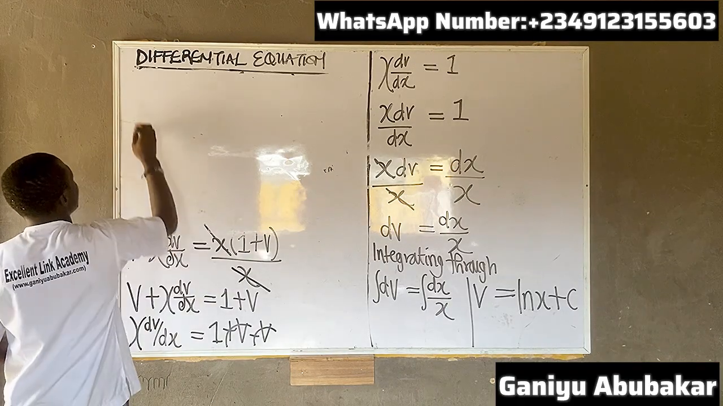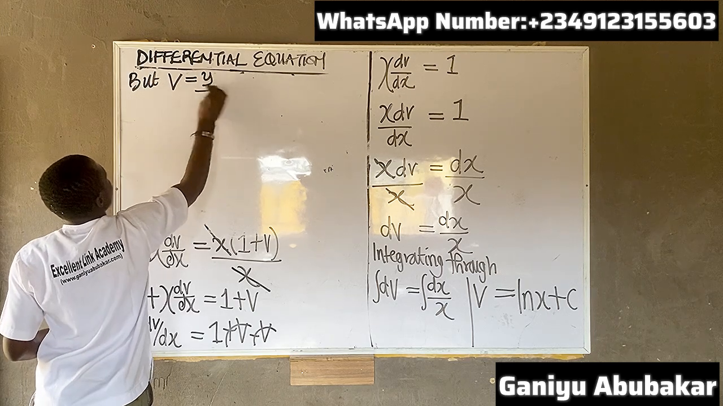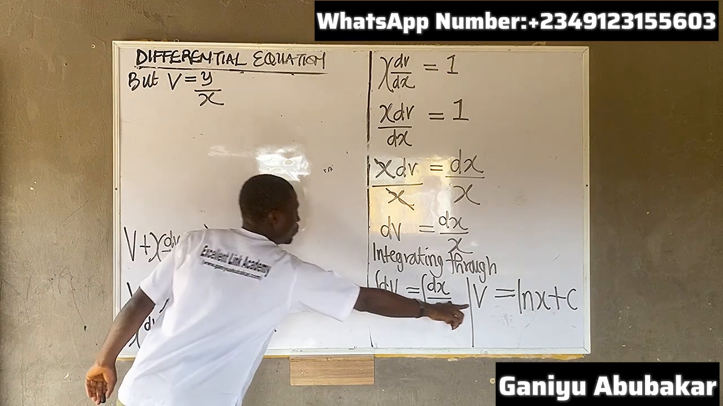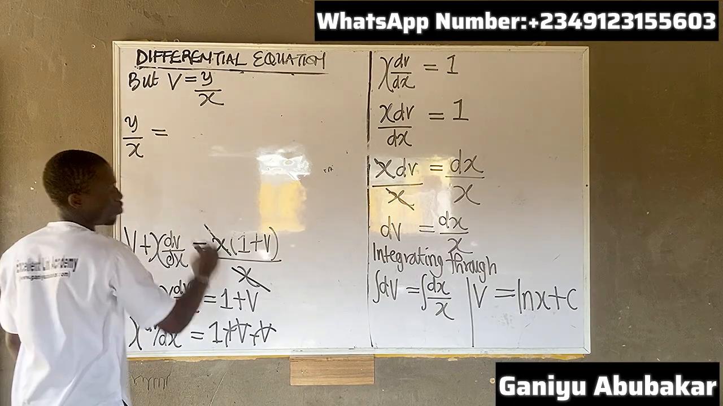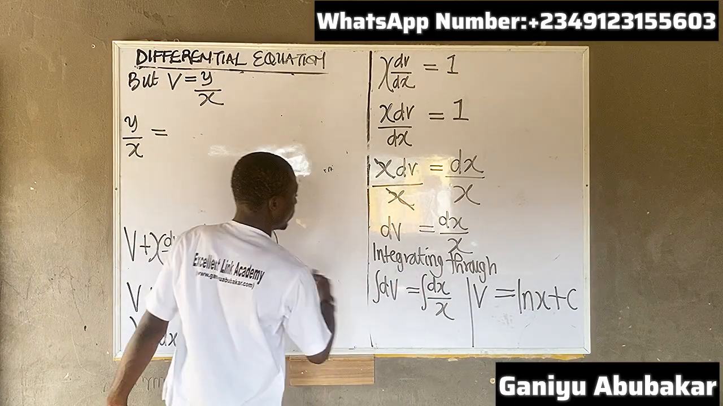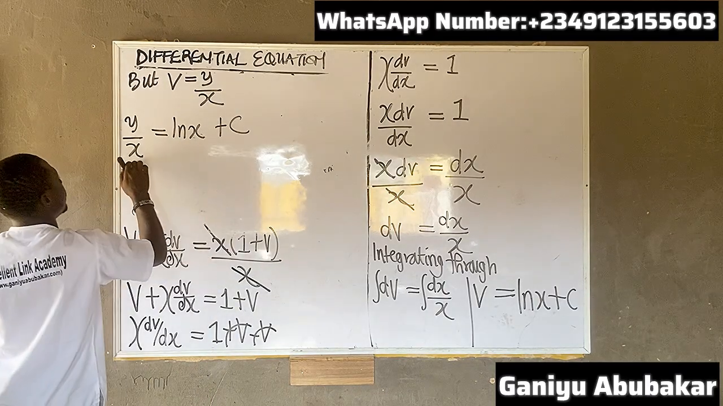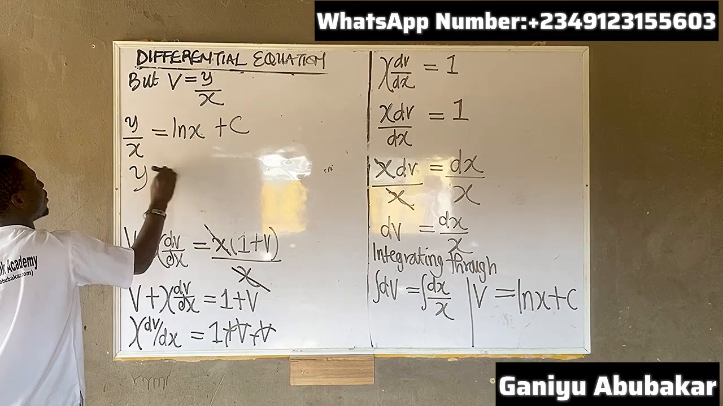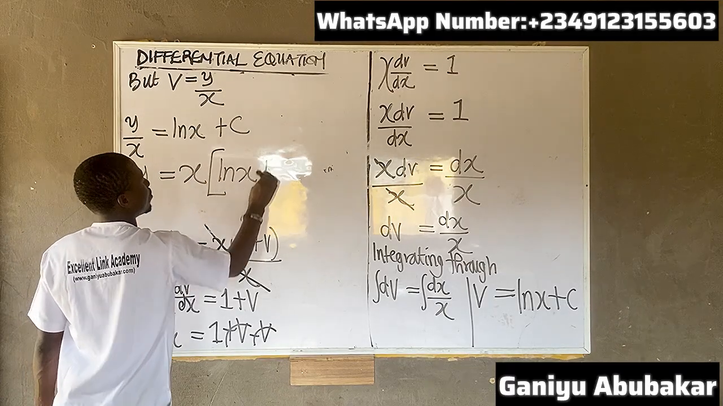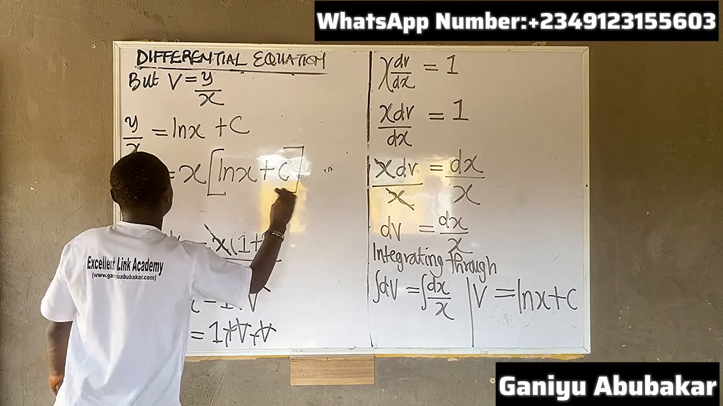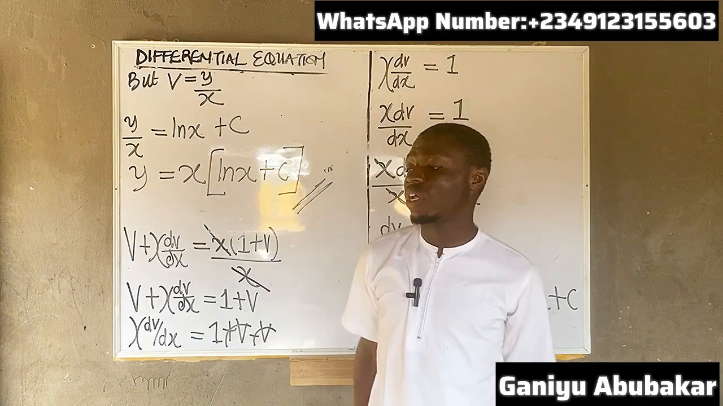But we said that v is what? y over x. So this gives you y over x is equal to ln x plus c. Taking this x over, that gives you y is now equal to x into ln x plus c. This becomes the answer to that particular question.